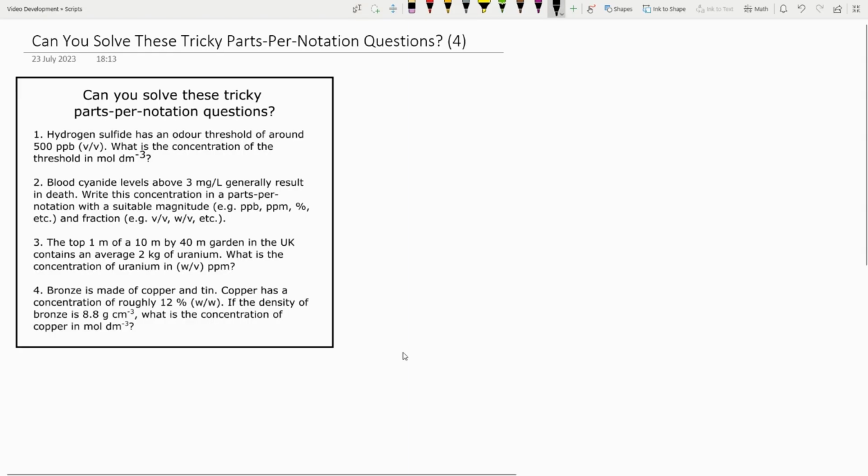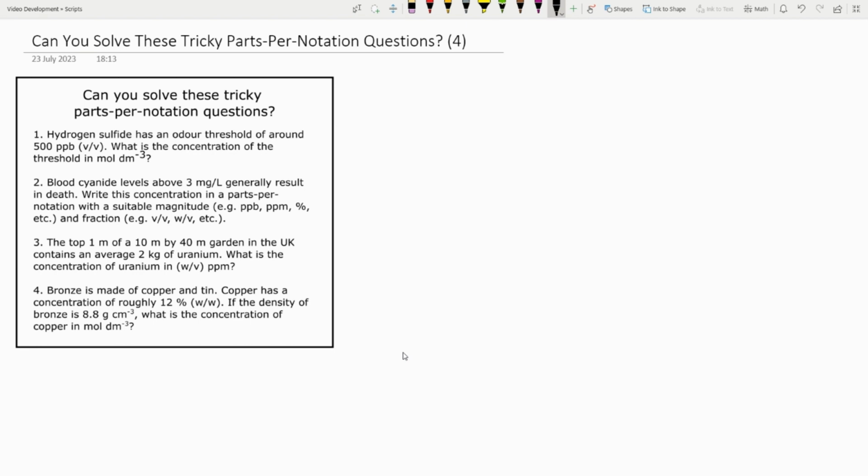In this video, I'm going to go through question 4 of my tricky parts per notation questions. Question 4 reads: bronze is made of copper and tin. Copper has a concentration of roughly 12% w/w. If the density of bronze is 8.8 grams per centimeter cubed, what is the concentration of copper in mole per decimeter cubed?